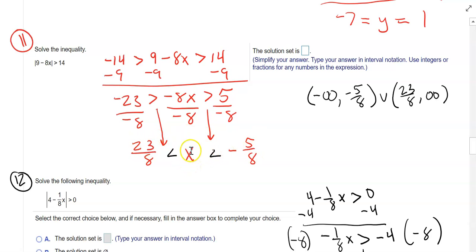So I pick 0. Is 0 less than -5/8? No, it is not. Therefore, it must go to the outsides. So I know that every number on the outside of -5/8, from -infinity to -5/8, and everything that's greater than 23/8 is part of my solution.